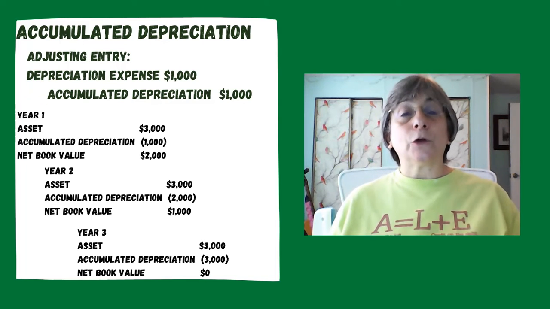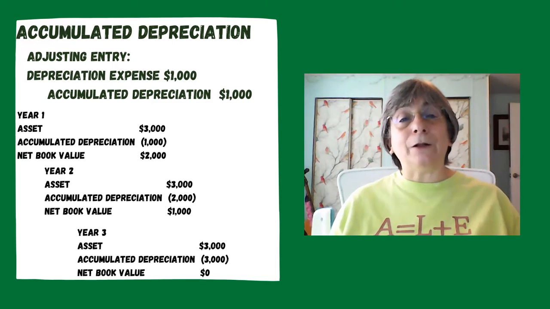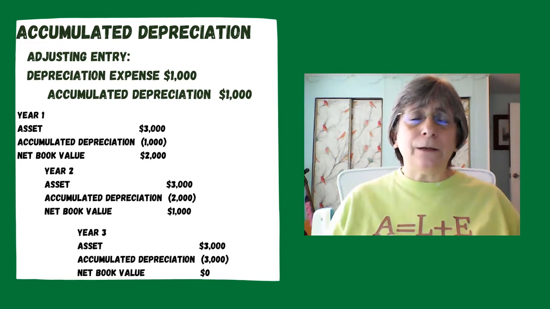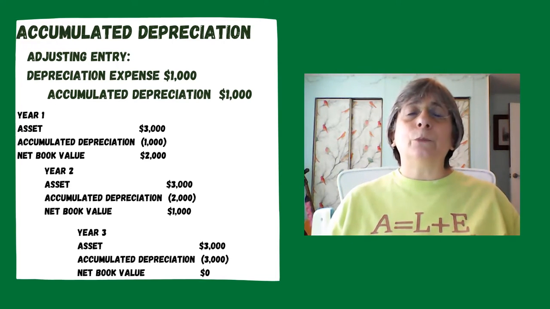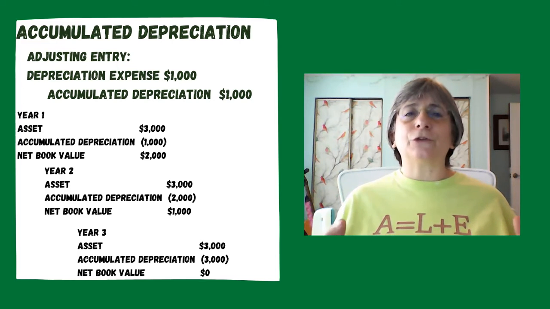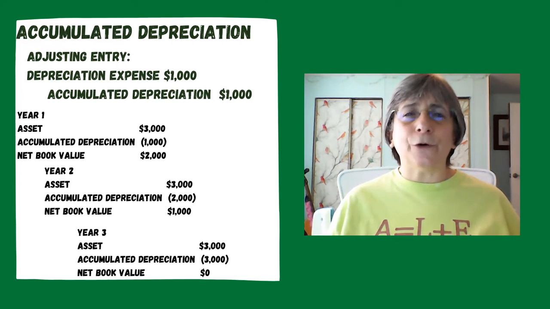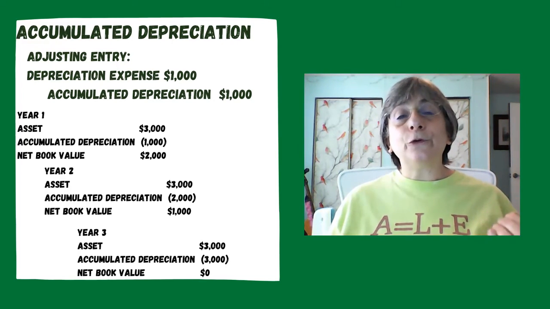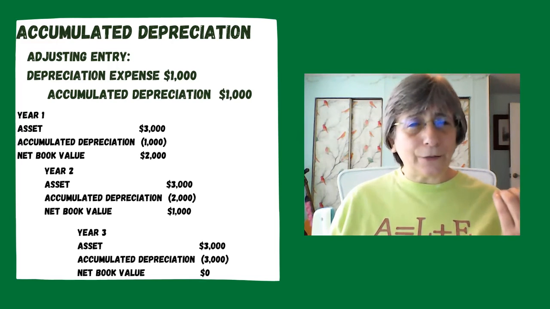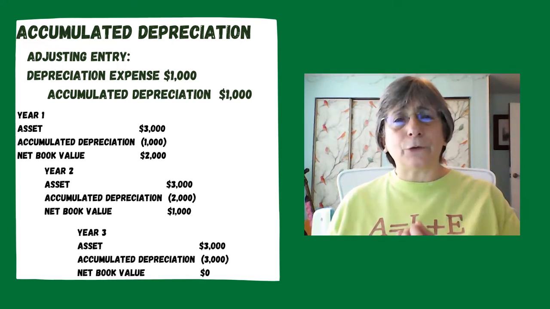Let's look at what that looks like once it hits the balance sheet. So here's a little snippet of a balance sheet. We have an asset that we paid $3,000 for. It has a 3-year life, and we're going to divide this expense, this depreciation expense, evenly over 3 years, just for simplicity. So in the first year, we're going to do an adjusting journal entry of depreciation expense, debit of $1,000 and credit of $1,000.